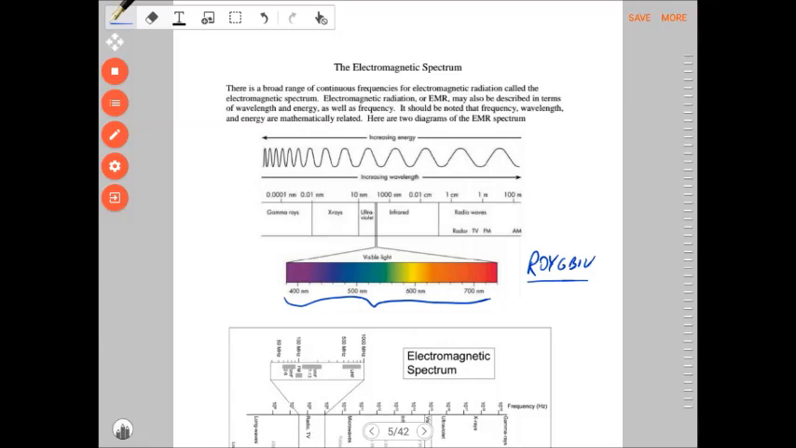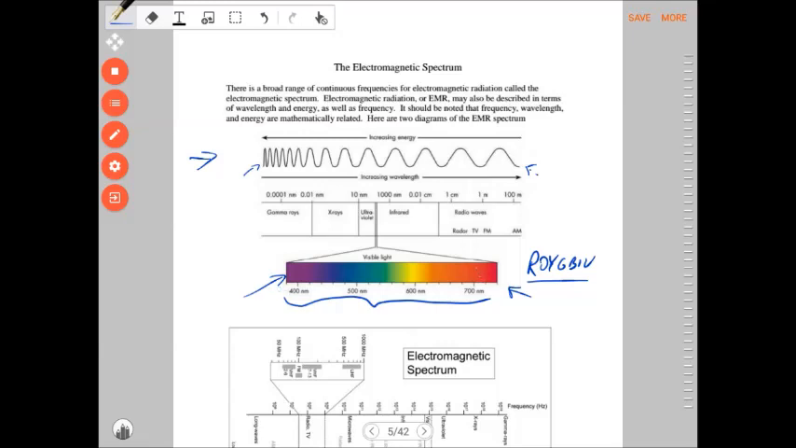Now, some trends you need to know about the electromagnetic spectrum. At the low end, violet has shorter wavelengths than red. So you can see here, up in this part of the spectrum has really short wavelengths. The far part of the spectrum has really long wavelengths. The shorter the wavelength, the more energy we have. The longer the wavelength, the less energy we have. So violet has more energy than red light.